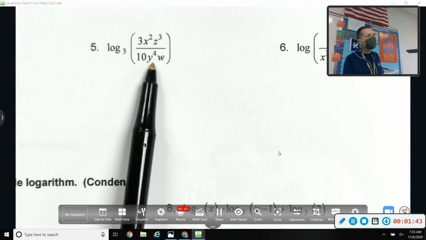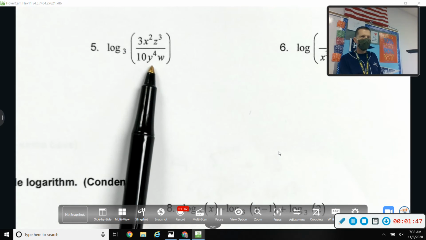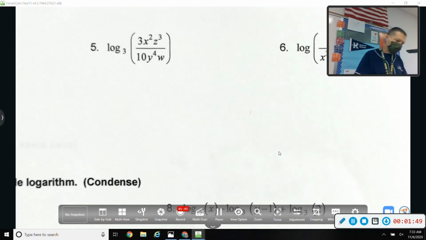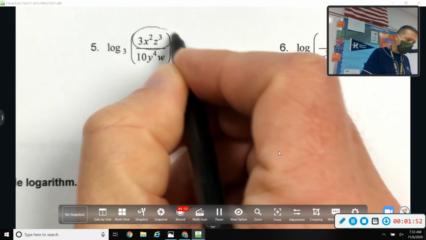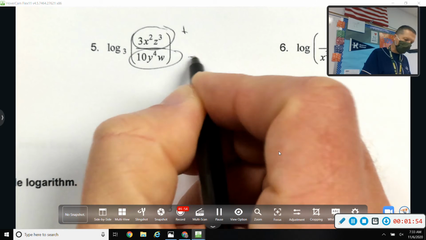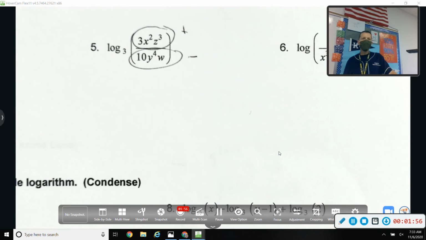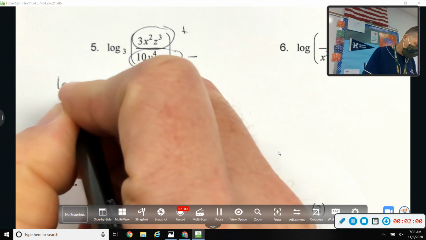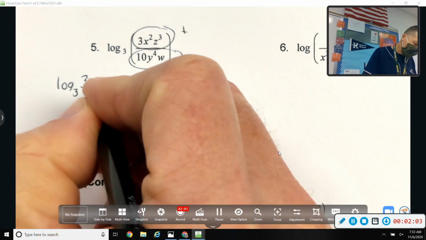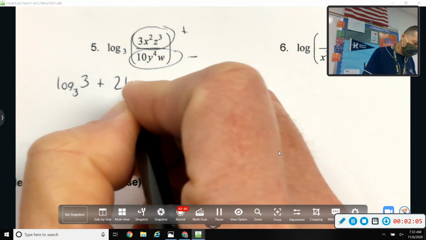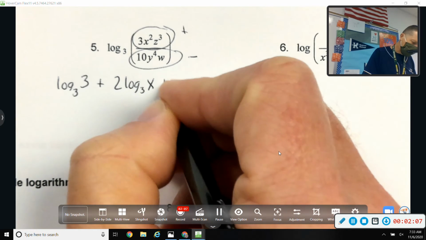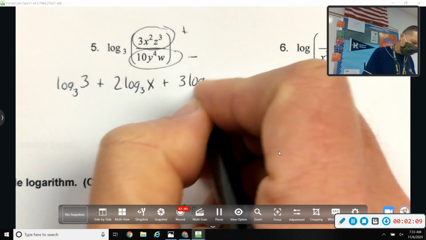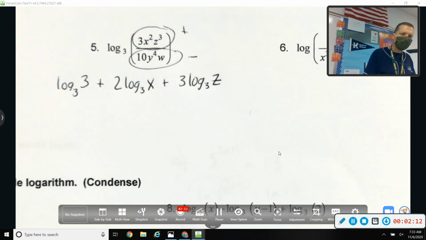By the time you got to 5, I bet you were just jumping to the final answer. Like, you don't need to write 3 steps on these. Right? Anything in the top is going to be positive. Anything in the bottom is going to be negative. And any exponent is going to come out front. So, log base 3 of 3 plus 2 log base 3 of x plus 3 log base 3 of z. So there's the top. Not done yet, but there's the top part, expanded.